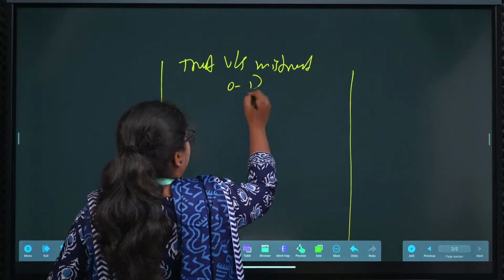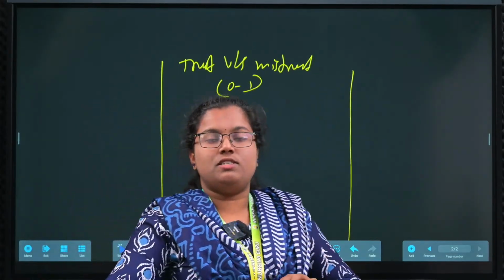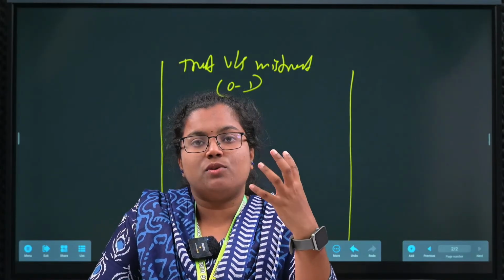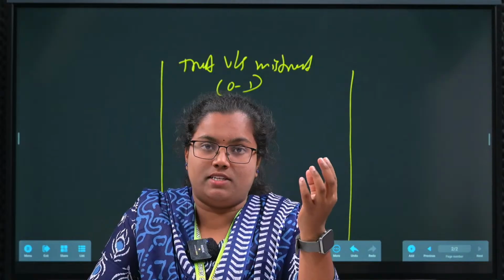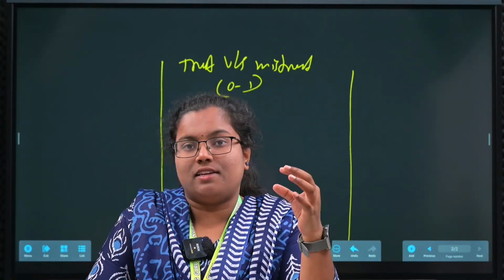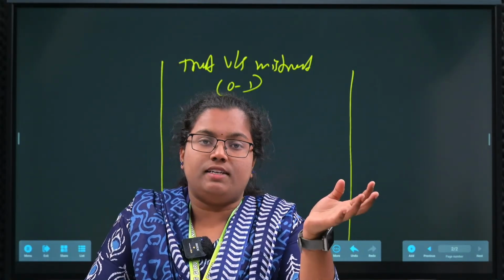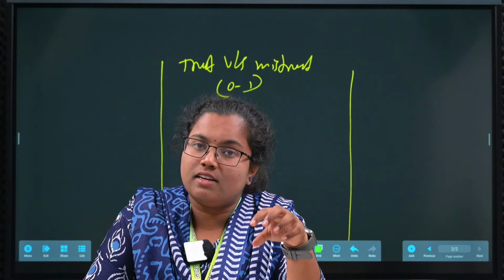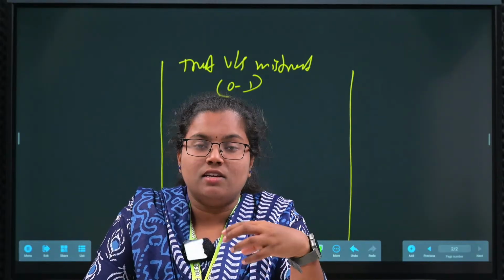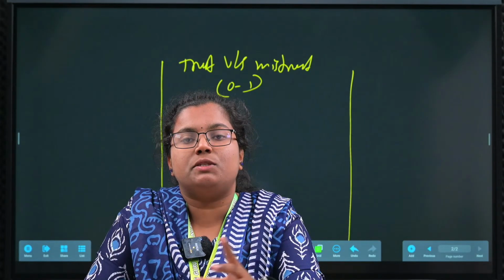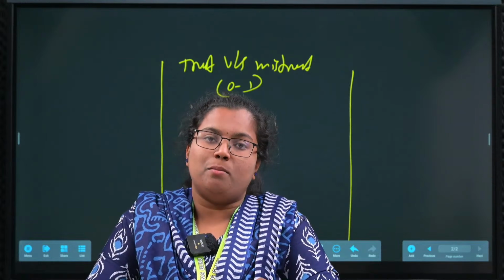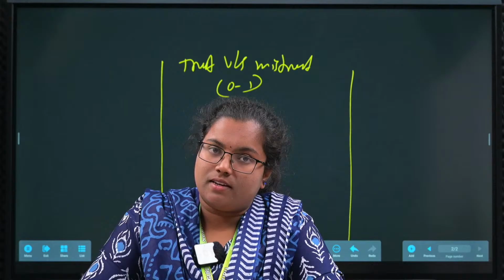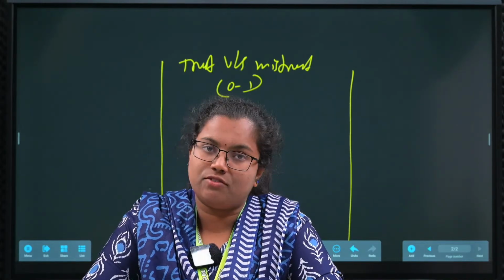Trust versus mistrust, from birth to 1 year. In this duration, trust develops when the child's basic needs are met, like food, water, shelter. When the child's basic needs are met by others, trust develops. This is the first psychological development across the lifespan.